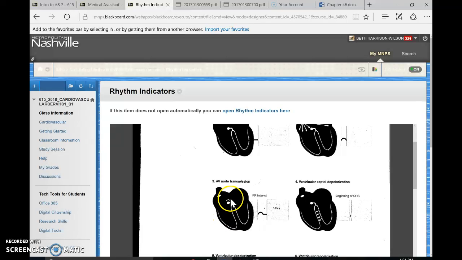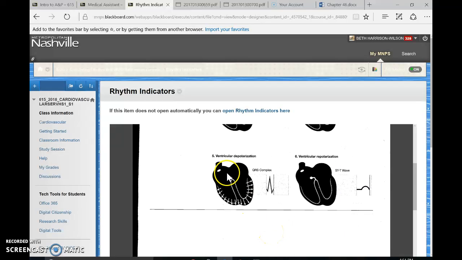When the AV node is holding on, that shows our PR interval, which we haven't talked about that very much just yet. Ventricular depolarization, again here, that's the beginning of the QRS. Ventricular depolarization completely is when you have your QRS complex, and then ventricular repolarization, everything is calming back down. That's your ST segment, your T wave.